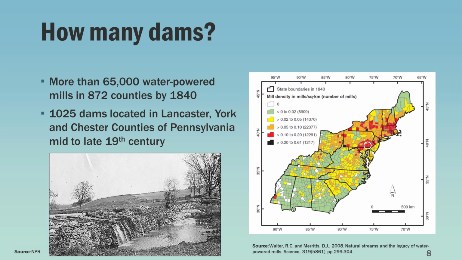So how many dams are we exactly talking about? Studies suggest that there were more than 65,000 water-powered dams in 872 counties of the U.S. East Coast. The map on the right here shows the density of dams circa 1840. As the figure suggests, some of the highest densities of the dams are in the Bay States. In Pennsylvania alone, in Lancaster, York, and Chester counties, designated by the white circle in that same map, and also the focus area of our modeling study, there were more than 1,000 mill dams, mid to late 19th century. The picture on the bottom here shows a typical mill dam, the Bender Mill Dam near Millersville, Pennsylvania, photographed in 1919.